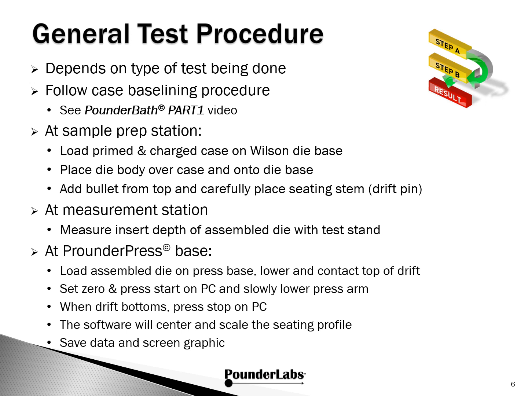At the measurement station, we measure the insert depth of the assembled die on the test stand. At PounderPress, we load the assembled die onto the press base, lower in contact the top of the drift, set 0, press start on the PC, and slowly lower the press arm. When the drift bottoms out, we press stop on the PC. The software will center and scale the seating profile, and we save the data and screen graphic.